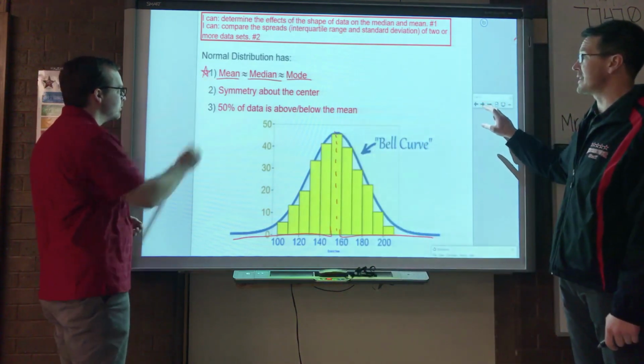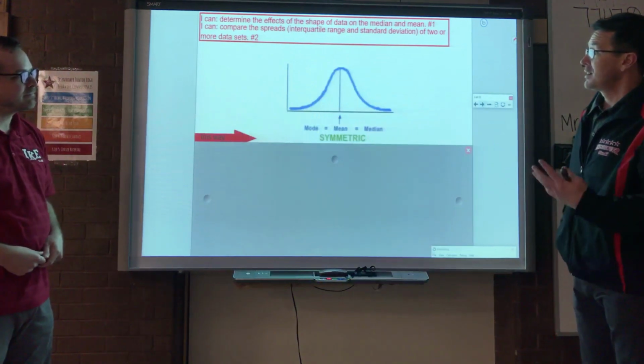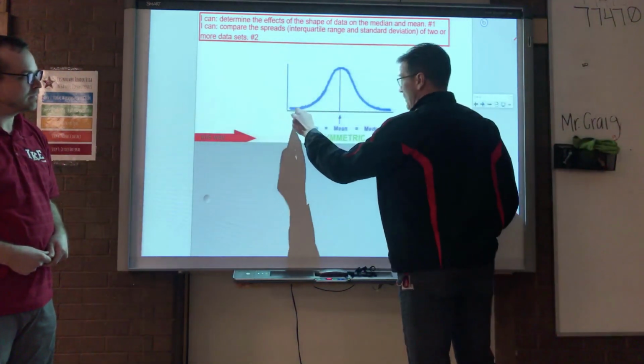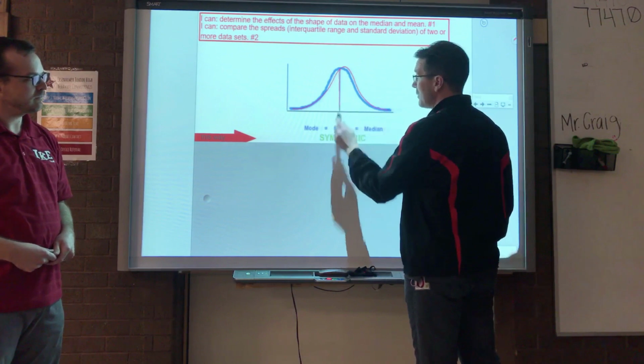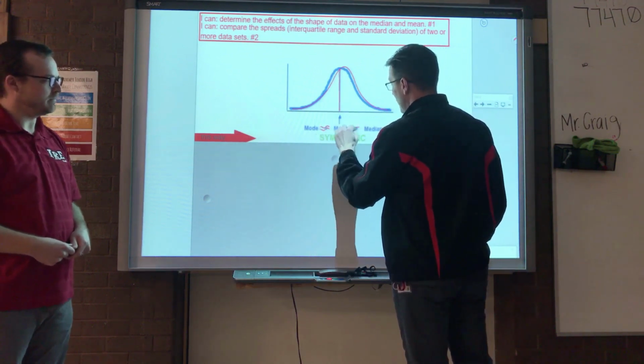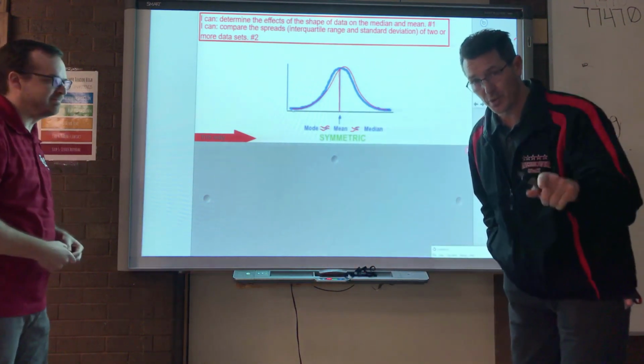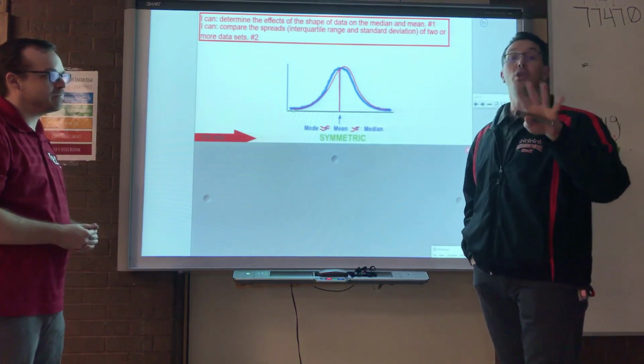So what happens then if a normal distribution happens like so? That means our mean, median, and mode are about the same, right? So if we look at a piece of data, as soon as we see that it has a normal distribution, we go, okay, our mean, median, and mode should be about the same.